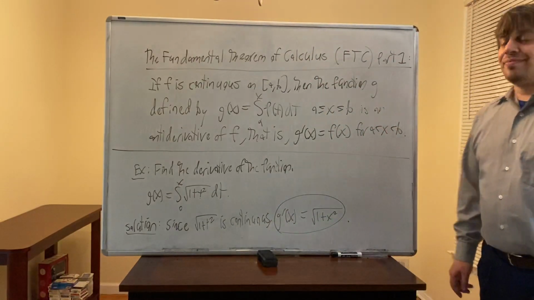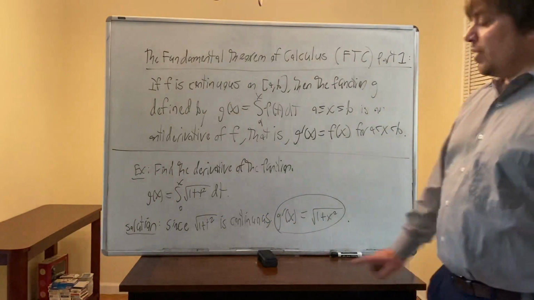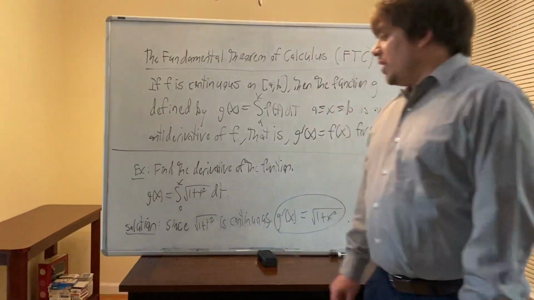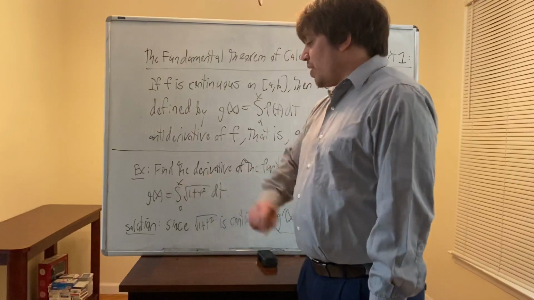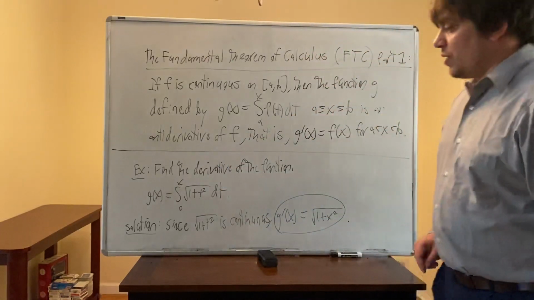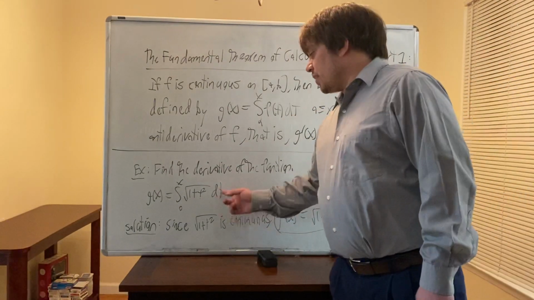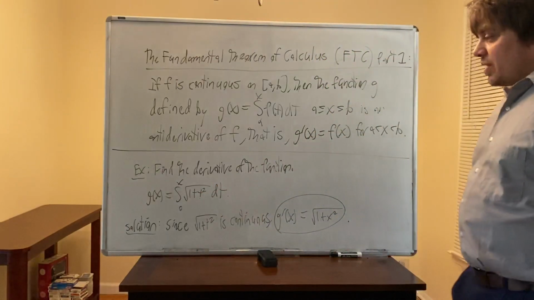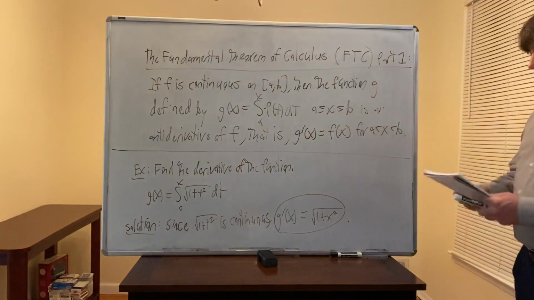The t here is called a dummy variable. So technically, this is a function of x. And t is just a dummy variable because you're integrating from 0 to some variable x. X here is actually the variable. T is just called a dummy variable. It doesn't matter, you can call it anything you want. This is dependent on x.